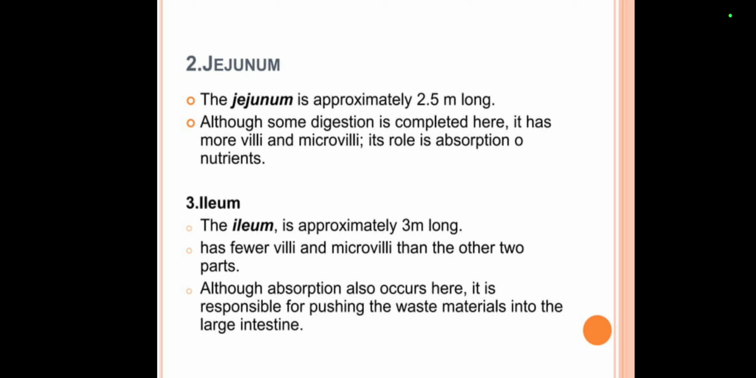Okay. So here in the jejunum, there is not much to do in this area because the process of digestion has already been done in the duodenum. So here in the jejunum, what mostly happens is that the villi and microvilli just increase in number.